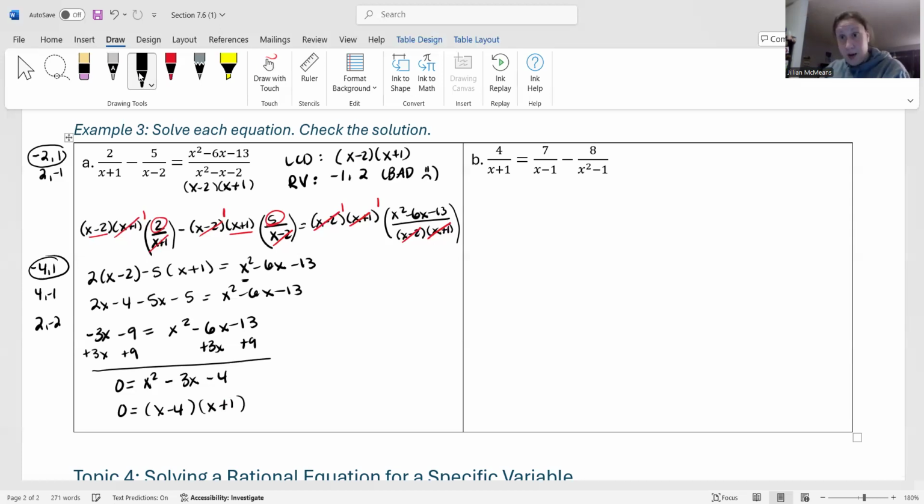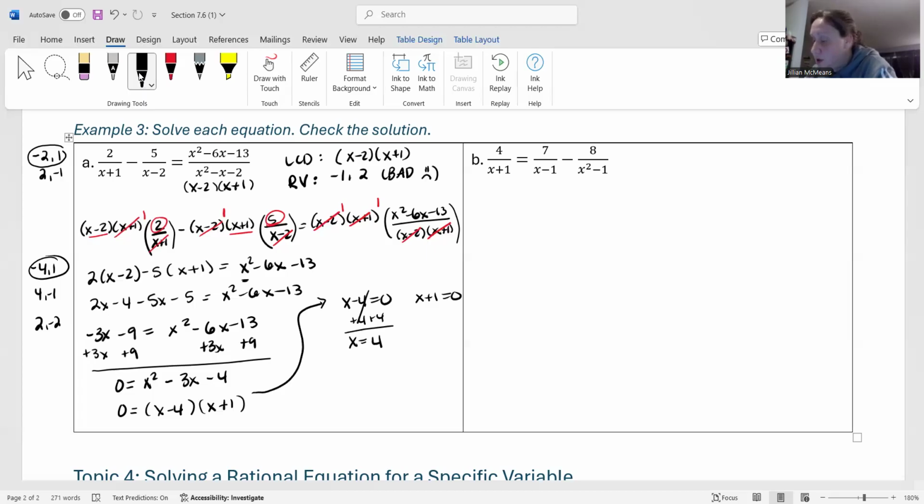Now we have a product equaling 0. When you have a product equaling 0, you apply the 0 product property. I'm going to do that over here just because I'm out of space. So I have x minus 4 equals 0 and x plus 1 equals 0. We want to solve each of these individually. For x minus 4 equals 0, to get x alone, I want to add 4 to both sides. Negative 4 plus 4 is just 0, so that leaves me with x equals 0 plus 4. So x equals 4 is my first solution.